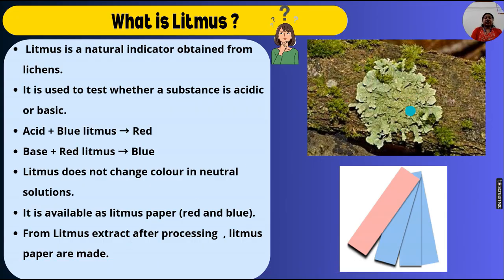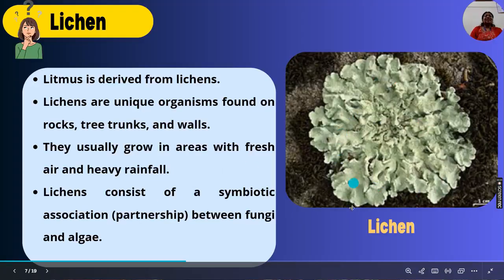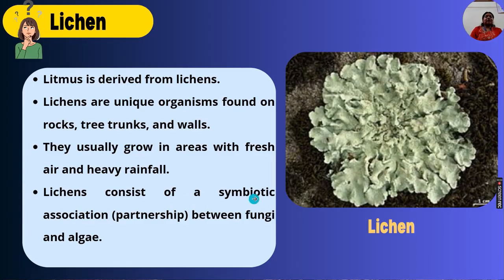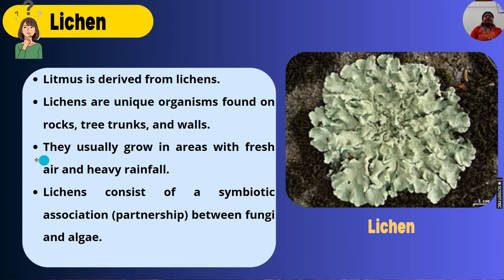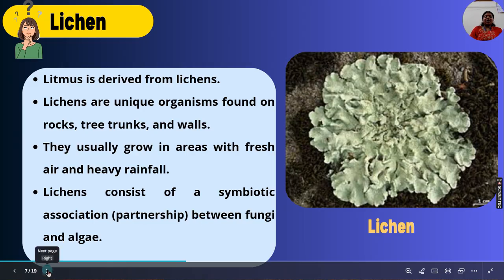It is a living organism. This is called lichen. Litmus is a natural indicator obtained from lichen. We are going to learn more about this in our next slide. This is lichen. Lichen is a symbiotic association between fungi and algae, and litmus is derived from lichen. Lichen are unique organisms found on rocks, tree trunks and walls, usually growing in areas with fresh air and heavy rainfall.